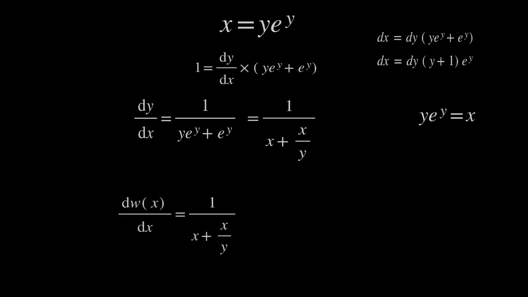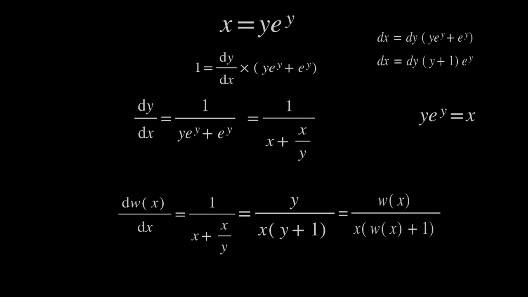Now we got that the derivative of the Lambert W function with respect to x is equal to 1 over x plus x over y. Now we factor out an x in the denominator and multiply everything by y. We get that the derivative of the Lambert W function with respect to x is equal to y over x times (y plus 1). And since y is the Lambert W function, we get that the derivative of the Lambert W function with respect to x is the Lambert W function over x times (the Lambert W function plus 1).